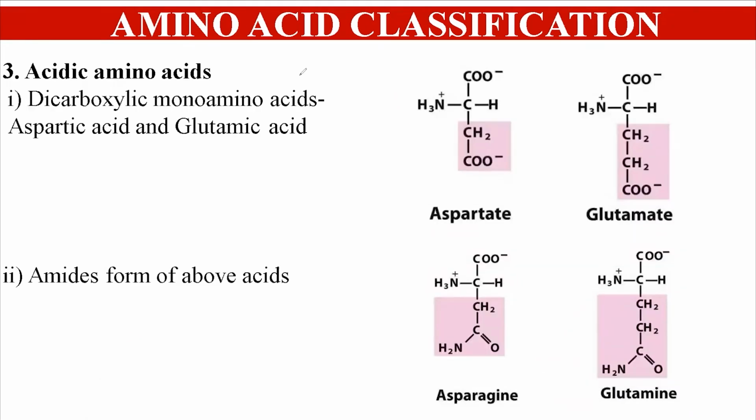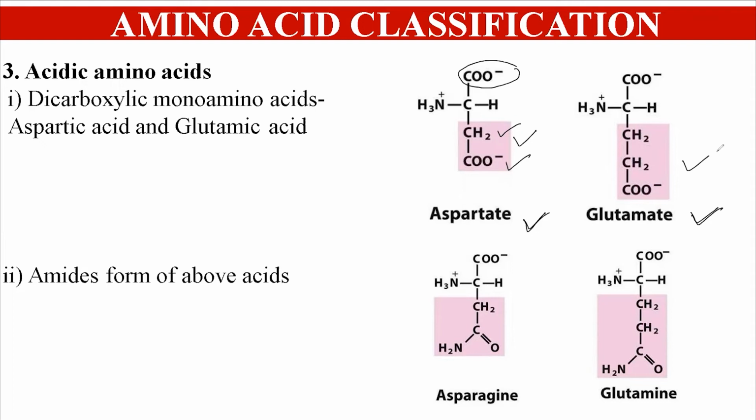So the next category is the acidic amino acids. So acidic amino acids, there are two. One is the aspartic acid and the other one is the glutamic acid. Now, because these are the ionic forms, we are calling them aspartate and glutamate. So the R group in the aspartate is basically having the CH2 group along with an extra carboxyl group other than the one which is present already as the general structure.